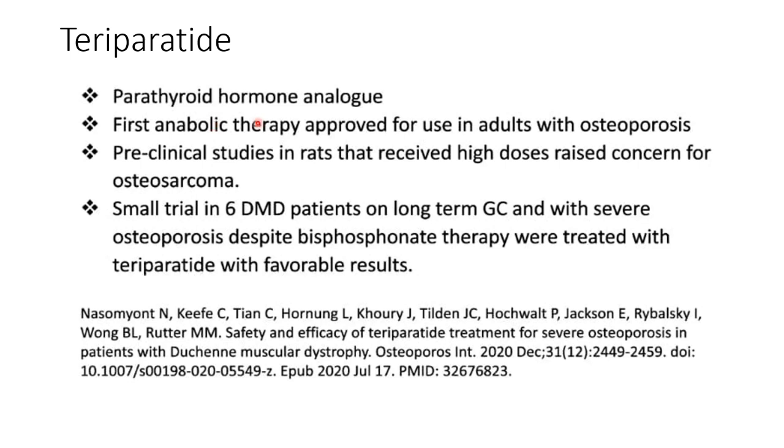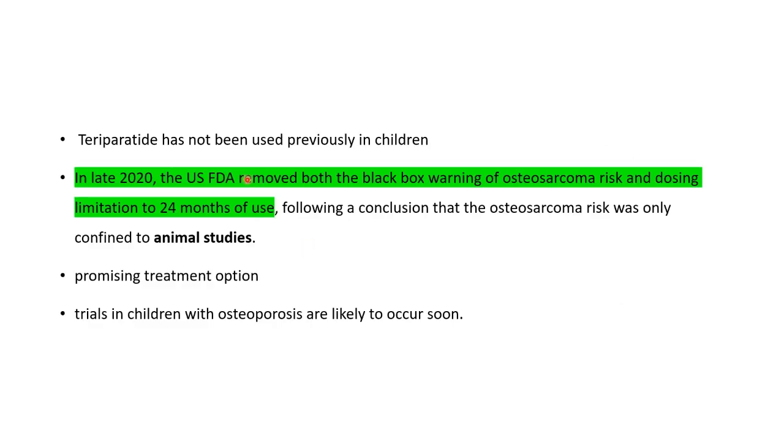Teriparatide is another drug which has been tried, which is a parathyroid hormone analog. It is the first anabolic therapy approved for use in adults with osteoporosis. There are some preclinical studies in rats which have raised concerns about osteosarcoma. Small trials in 6 Duchenne's muscular dystrophy patients on long-term glucocorticoids and with severe osteoporosis despite bisphosphonate therapy were treated with teriparatide with favorable results. Research is going on in this field.